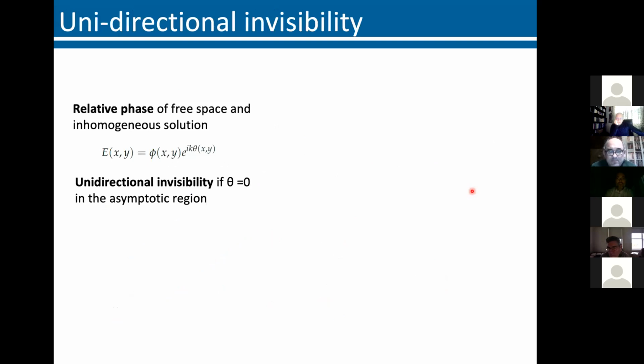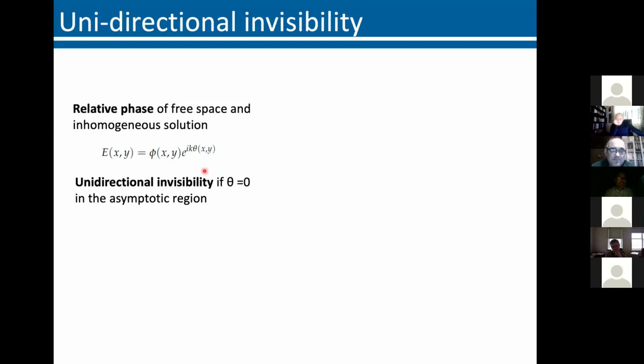And the answer to this is actually very easy, because if you look again at the connection between E and phi, so the electric field in the medium and in free space, then those two are connected through this phase shift. And if the structure is invisible, it would have to mean that E and phi have no phase shift with respect to each other outside of the structure. So it means that the function theta that I have here just has to be zero outside of this structure.